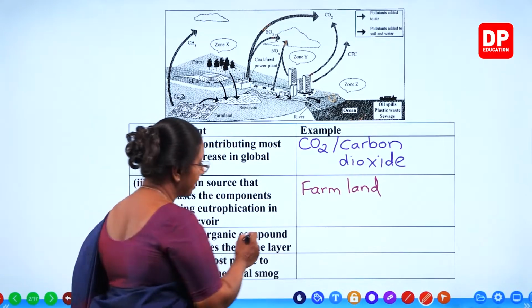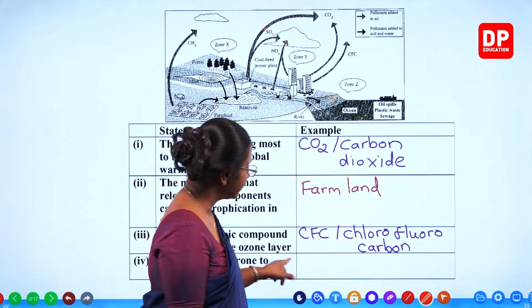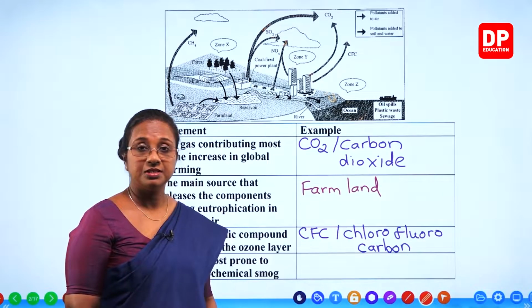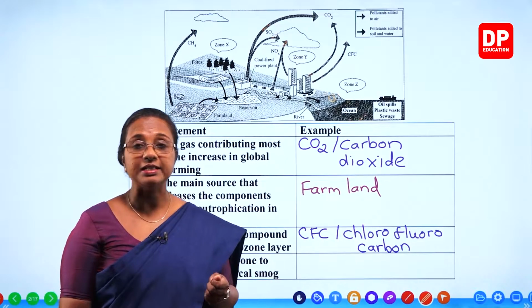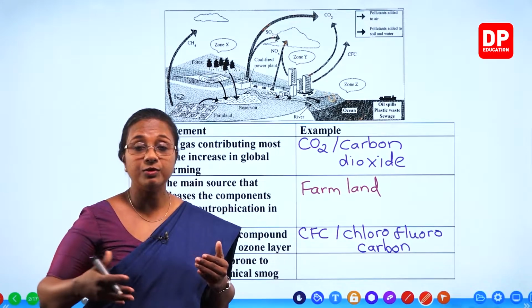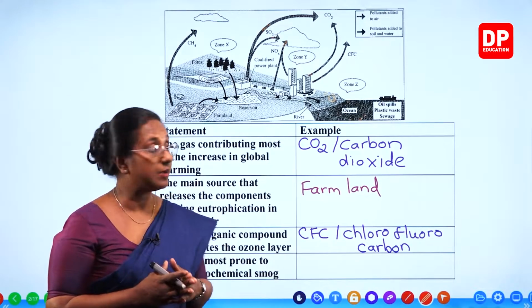So here again we can write it as CFC or you can write it as chlorofluorocarbon. Is that clear, students? Then the fourth one, the zone most prone to have photochemical smog. Now photochemical smog is caused by the effluents from fuel combustion, mostly from vehicles. The vehicle effluents enter the environment and with the gases in the environment, they form the photochemical smog.